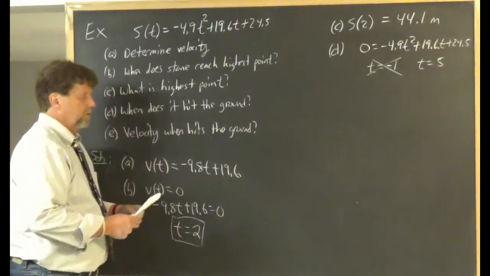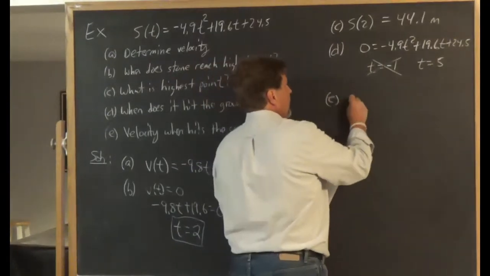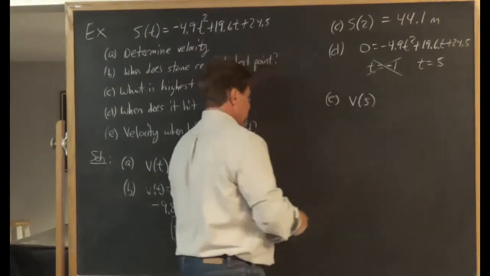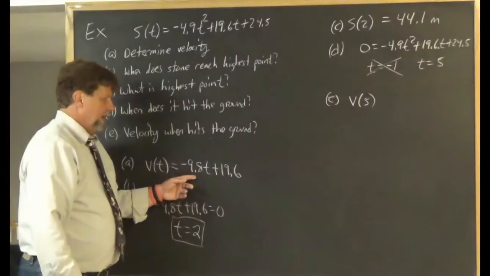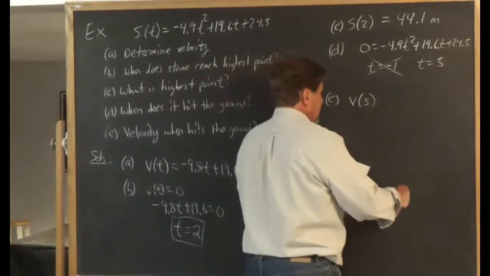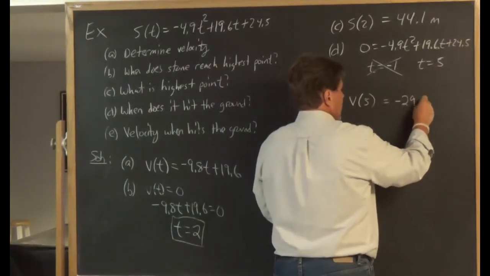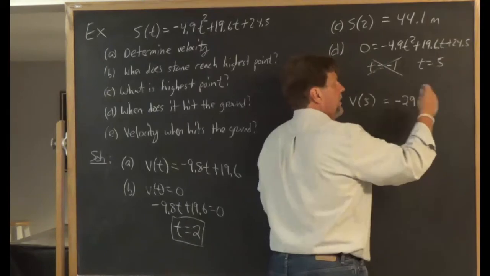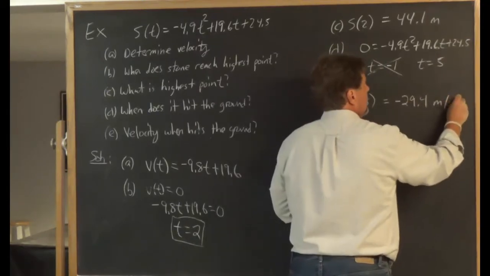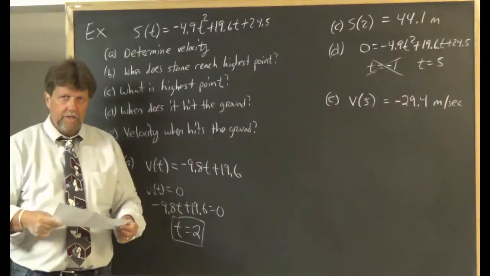Part E, with what velocity does it hit the ground? Well, part E is nothing more than evaluating the velocity function at 5. So here's your velocity function. Toss 5 in for the t, and I get -29.4, and then the units are meters per second. There should be units attached to that.